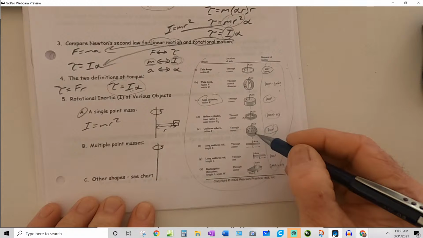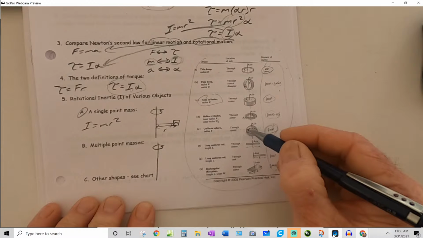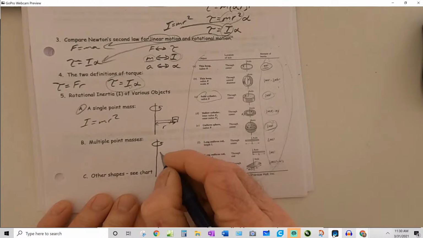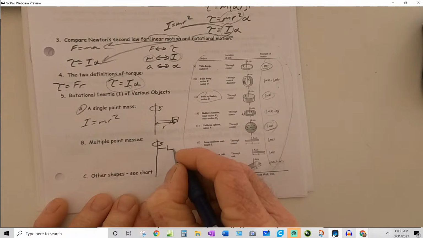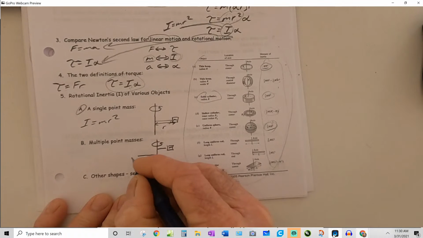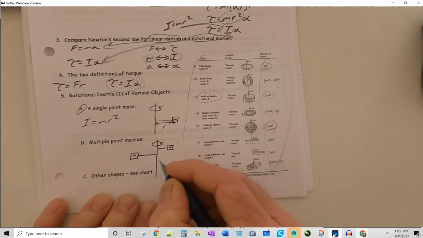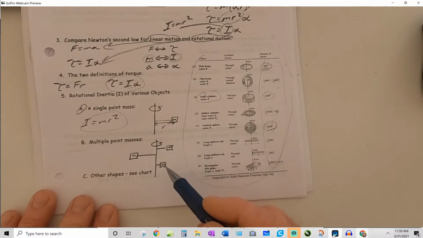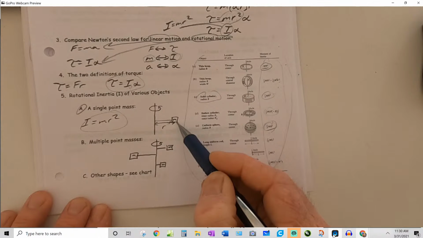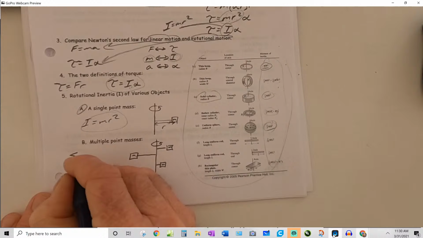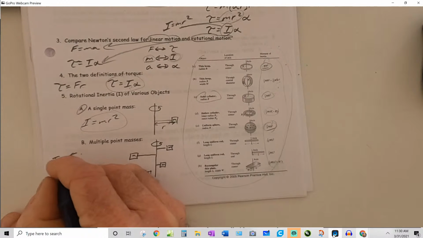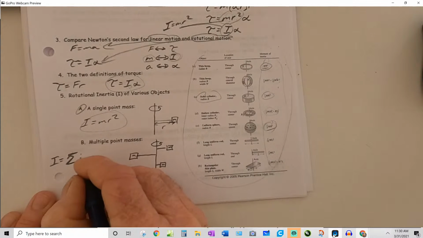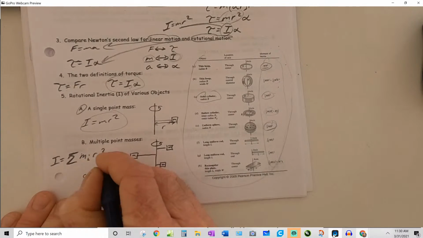Instead of having to add up every single point of mass on this sphere, you just use this formula. Somebody's done this work for us. So if you have multiple masses, let's say you've got a mass here, and a mass over here, and another mass right here, you basically do the same thing that you do with a single one, but you add them all up. So I equals the summation of m r squared.